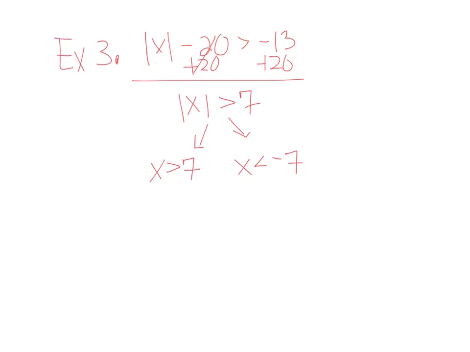Okay, here's example 3 now. So we have the absolute value of x minus 20 is greater than negative 13. I needed to isolate my absolute value bars. So I got that negative 20 out of there by adding 20 to both sides. Now I have the absolute value bars isolated, and I can write my two inequalities. So my first one is just a copy of what's up here with no bars. And my second one I had to flip and flip. Flip the inequality sign and flip the sign.